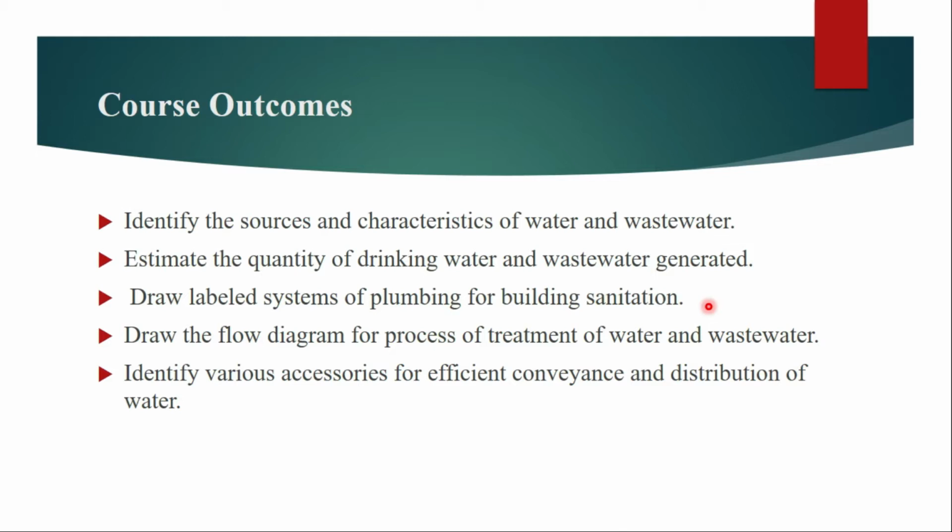Then, the fourth course outcome is draw the flow diagram for the process of treatment of water and wastewater. As we are using the raw water coming from the sources, we need to check its quality, and after purification, then only we can use the water. If water is clean, then only it is suitable for our daily uses, and after using the water we need to dispose of the water properly. Water coming from our houses and also the industrial sector is known as wastewater, and before its disposal we need to treat the water. Hence in our syllabus, treatment of water before using and after using are also included.